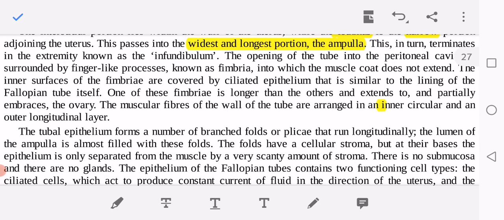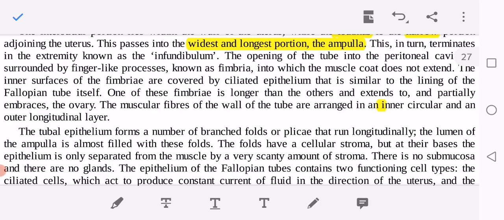terminates in the extremity known as the infundibulum, the opening of the tube into the peritoneal cavity, and is surrounded by the finger-like processes called the fimbriae, into which the muscle coat does not extend, and the inner surface of the fimbriae is covered by the ciliated epithelium that is similar to that of the lining of the fallopian tube itself. One of these fimbriae is longer than the others and extends to and partially embraces the ovary at the time of ovulation. It also helps to collect the egg that is released from the ovary.